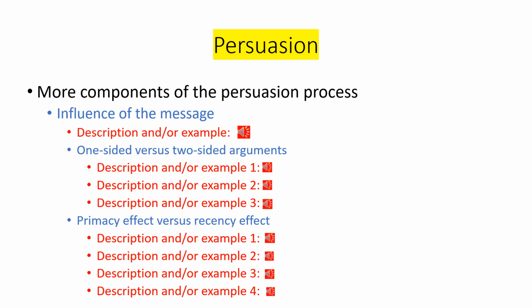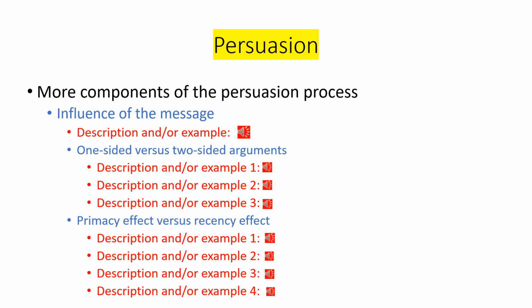One-sided arguments are arguments that only give one side of the issue. Two-sided arguments are more balanced. They give both sides of the issue. So, for example, if I try to persuade you to change your major to psychology, a one-sided argument would be me just giving you all of the reasons why you should do that. A two-sided argument would be me saying, here are the reasons why you should change your major to psychology, but also here are a couple of reasons why you shouldn't do that.